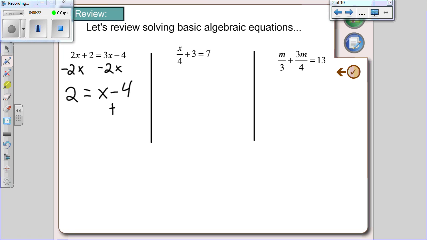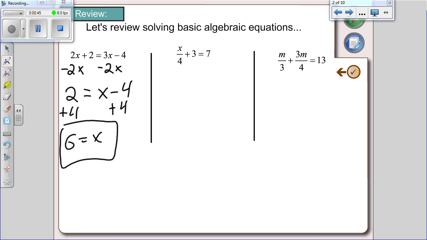I'm going to add 4 to both sides. And I get 6 is equal to x. Easy. We've been knowing those for a long time. So all we're doing is getting x by itself. It's a basic, simple equation. We move anything with x to one side, anything without x to the other, and we solve: x is equal to 6.